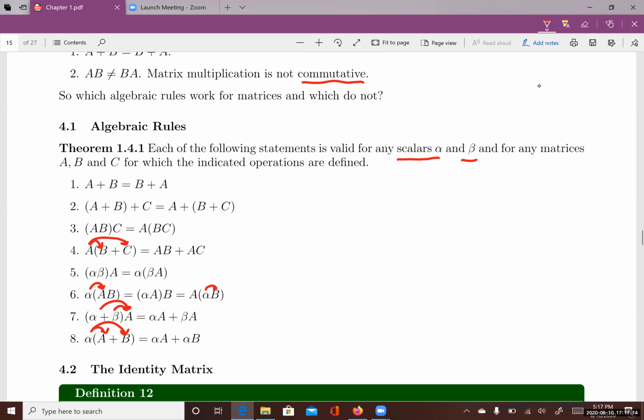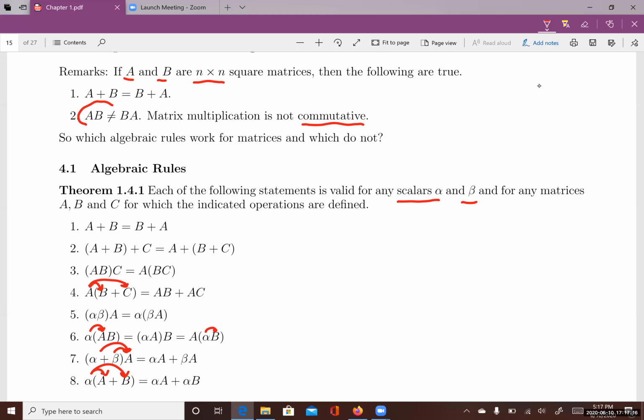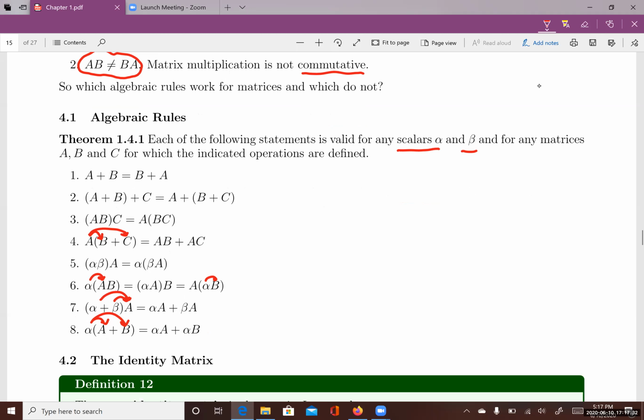One more thing I want to emphasize: matrix multiplication is not commutative. A times B is different from B times A.